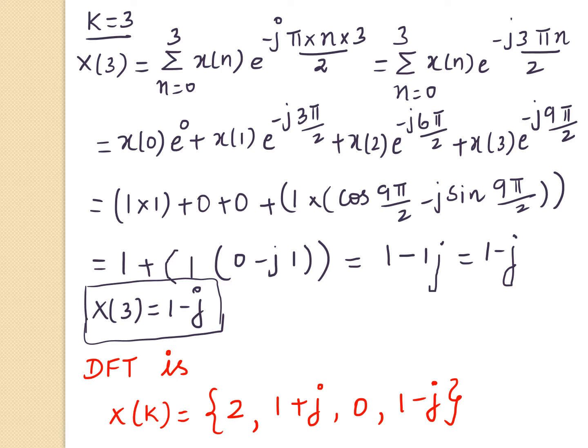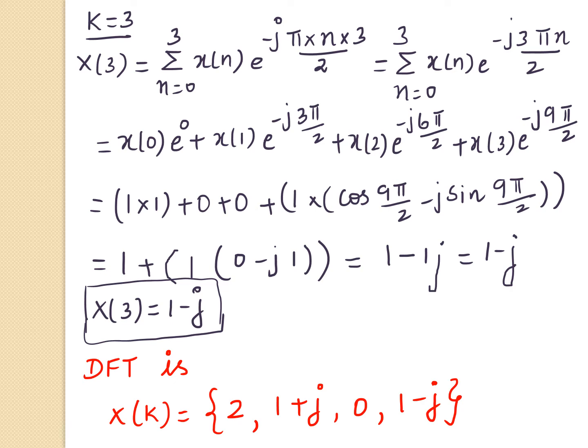Expand this summation. So it becomes x of 0 into e power 0 plus x of 1 into e power minus j 3 into pi into 1 by 2, which is e power minus j 3 pi by 2, and x of 2 into e power minus j 3 into pi into 2 by 2, so that it becomes e power minus j 6 pi by 2, and you can further simplify this as e power minus j 3 pi plus x of 3 into e power minus j 3 into pi into 3 by 2. So 3 into 3 it becomes 9. So 9 pi by 2.